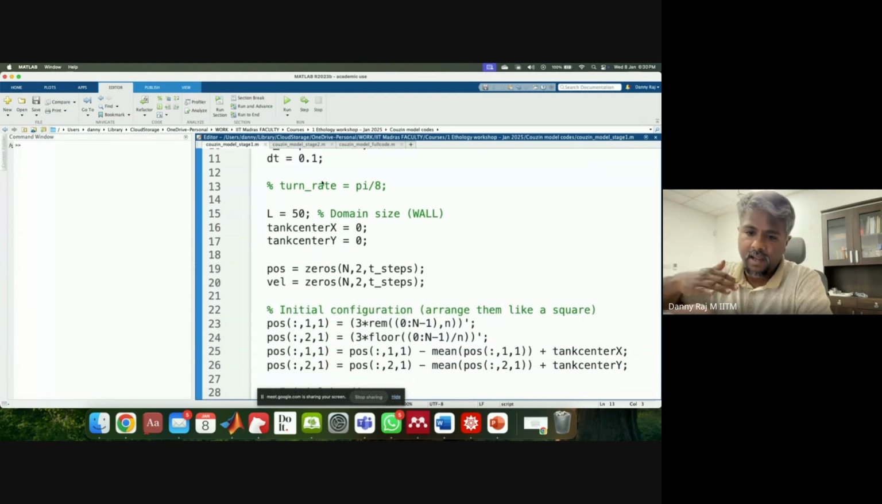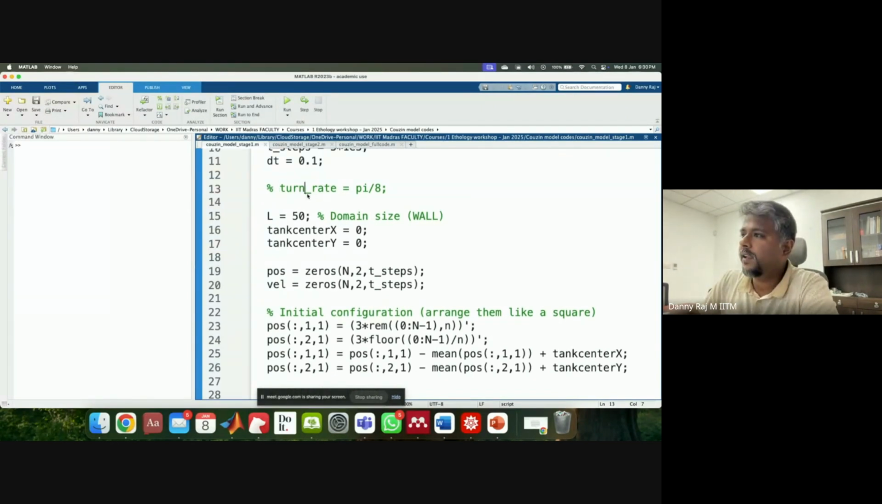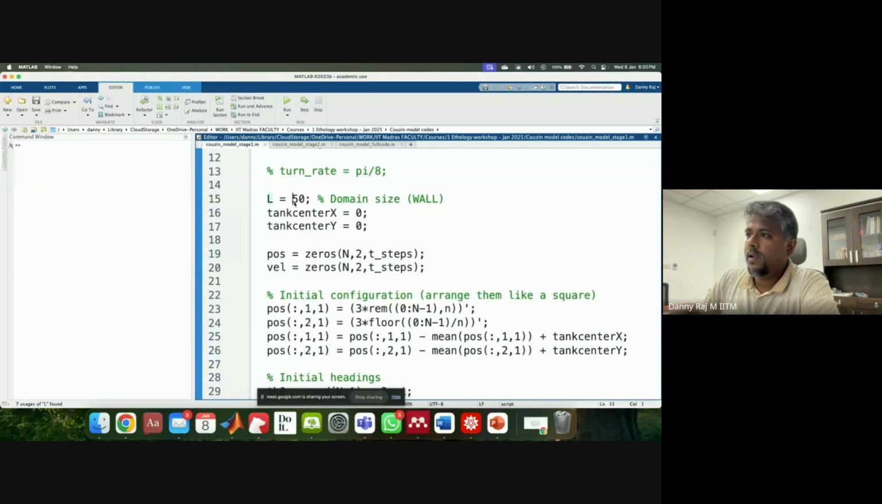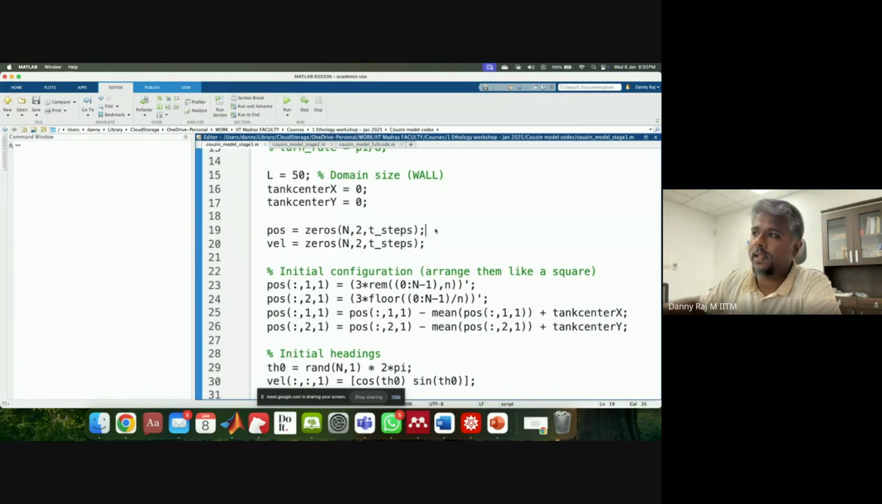Leave this for now. This is the turning rate at which the agent turns, but for now I have commented it out. I don't want it to turn. I want it to take its desired direction in one shot. So that's what I've done here. Okay, so this L here is the size of the arena that I've set, and I've also marked what the tank's center is. And then this is me initializing the positions and velocities. I've said there are n agents, there are x and y components, and for all these time steps I'm just making zeros and making sure they are all initialized.